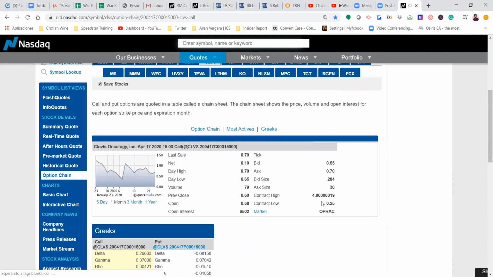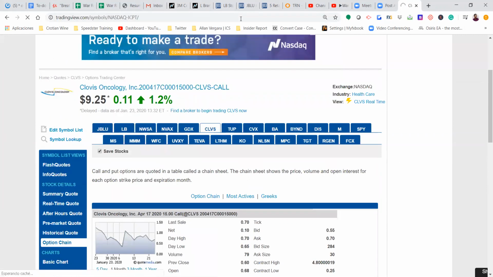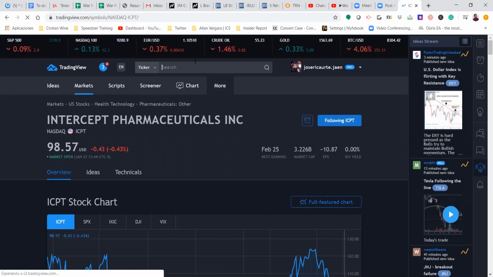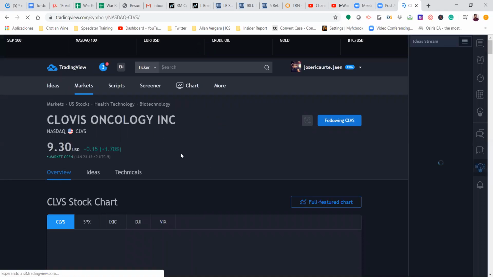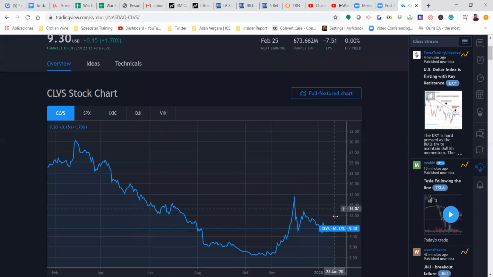Okay, then rotation, not a bad rotation at all. Not a bad rotation. And now, let me just go to the company. I want to take a look at what's happening with that particular company. Let's see what we have here, what we're working with. And here we go, CLVS. The company is still down 61%, but look at the chart itself.